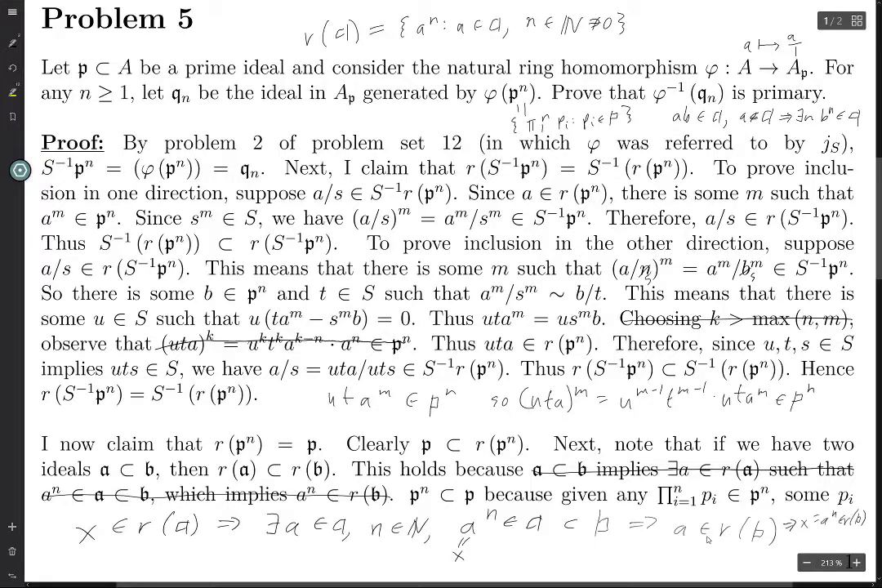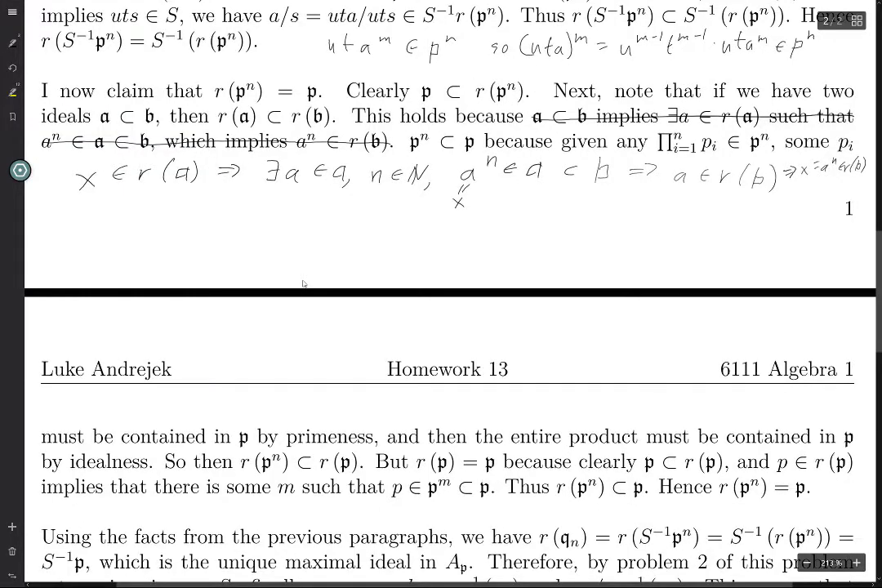Okay. Next, p to the n is contained in P, because if you have any product in p to the n, then by primeness, some pi must be contained in P, and then the entire product is contained in P because it's an ideal.